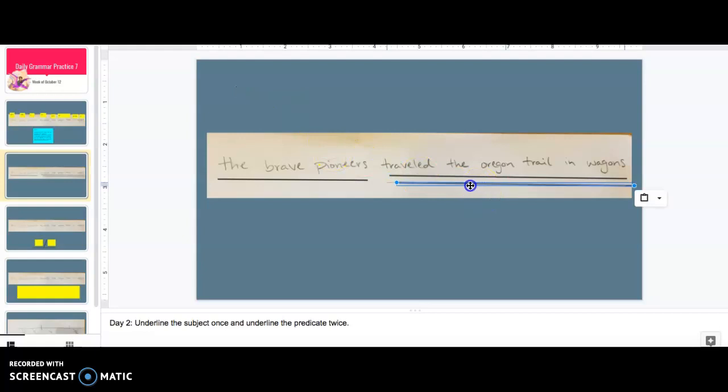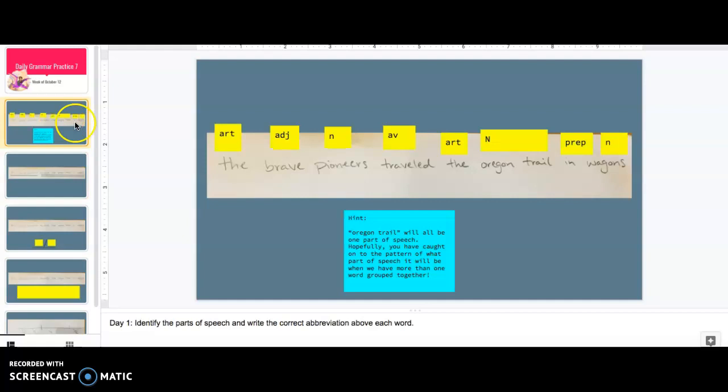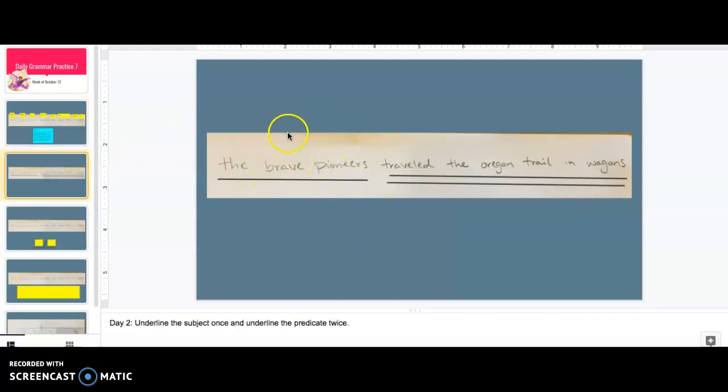All right, now the extra step we've added is we need to look at our complete subject, everything underlined once, and we need to find our simple subject, the one noun or pronoun that this sentence is about. So the brave pioneers is our complete subject. If I look back up here, which of those is the noun that this sentence is about? It's going to be pioneers. So pioneers is going to be our simple subject.